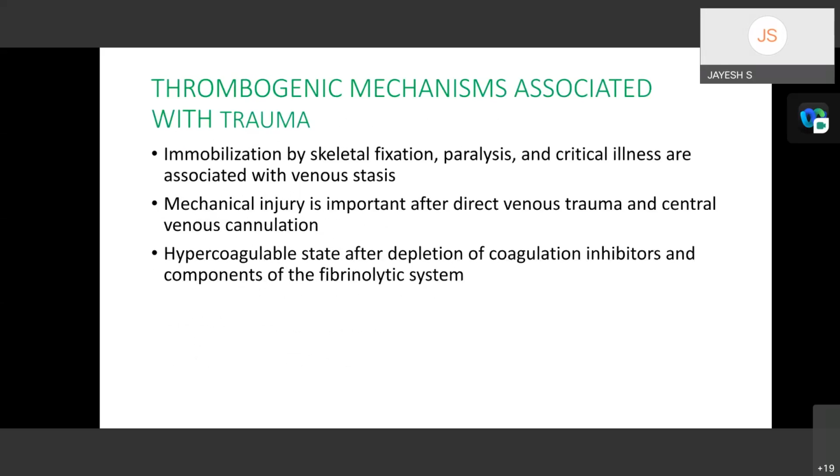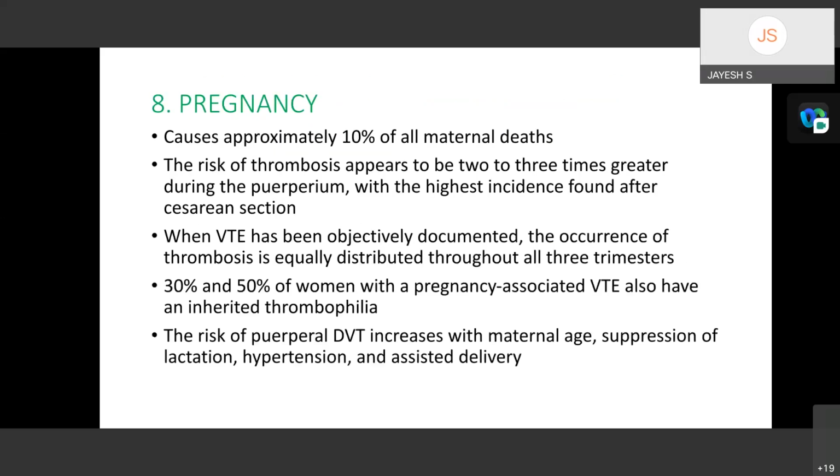Thrombogenic mechanisms associated with trauma include immobilization by skeletal fixation, paralysis, and critical illness that will cause venous stasis, and mechanical injury that may be direct venous trauma or central venous cannulation. There will be an associated hypercoagulable state also, after depletion of coagulation inhibitors and components of the fibrinolytic system.